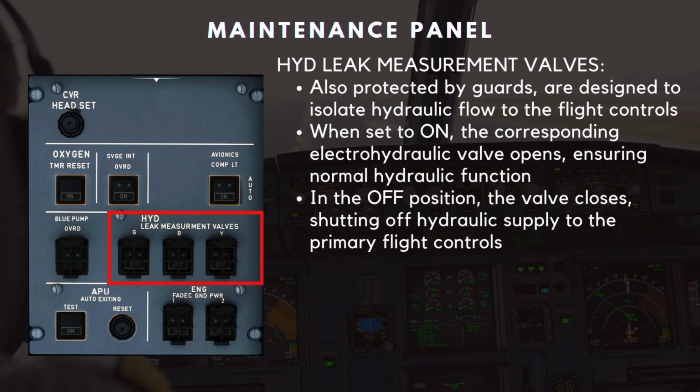The hydraulic leak measurement valves, also protected by guards, are designed to isolate hydraulic flow to the flight controls. When set to on, the corresponding electrohydraulic valve opens, ensuring normal hydraulic function. In the off position, the valve closes, shutting off hydraulic supply to the primary flight controls.